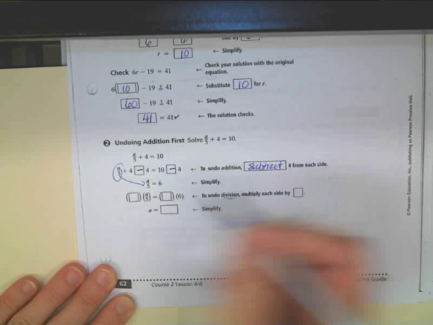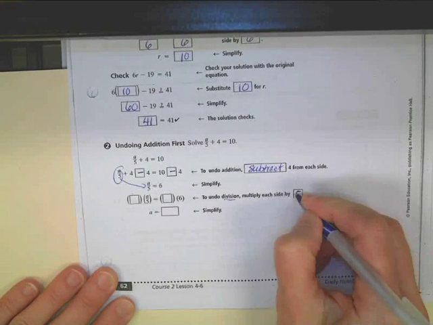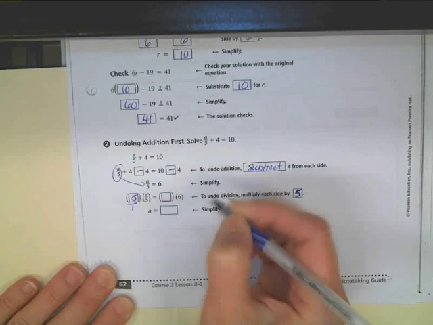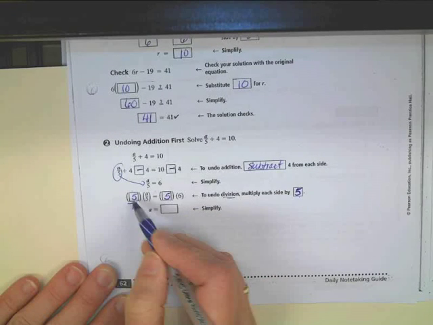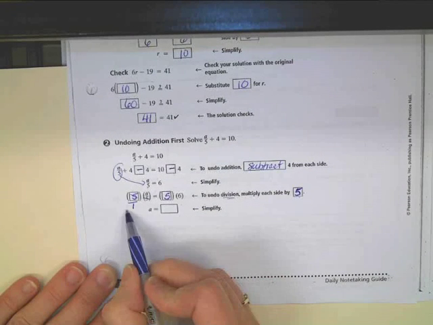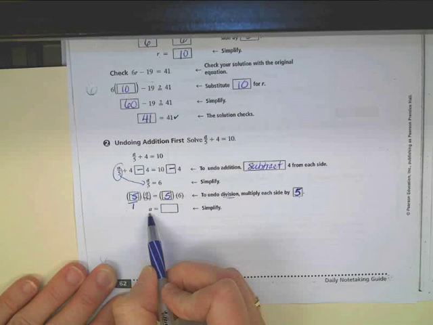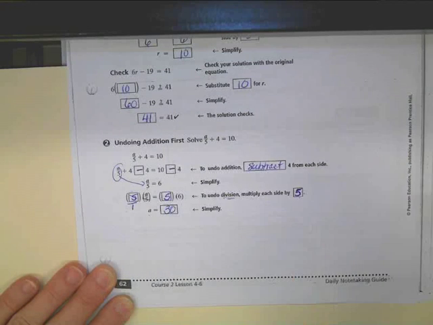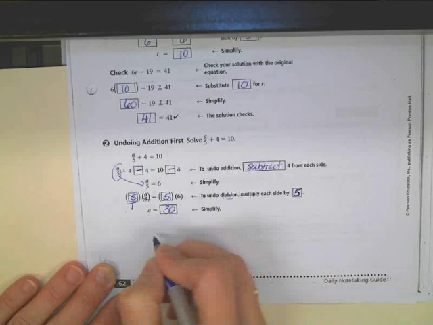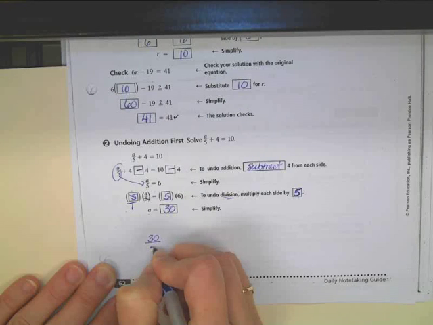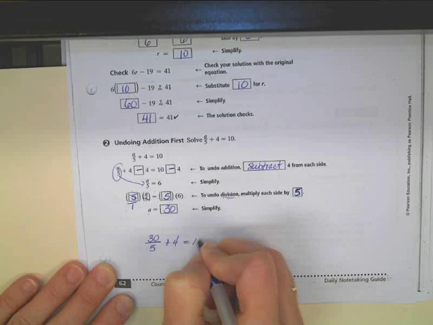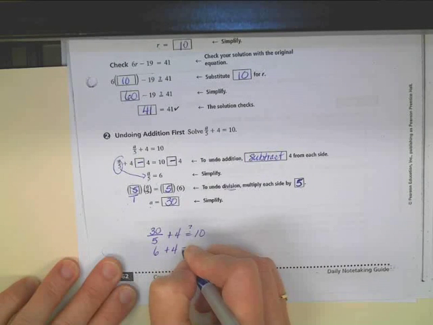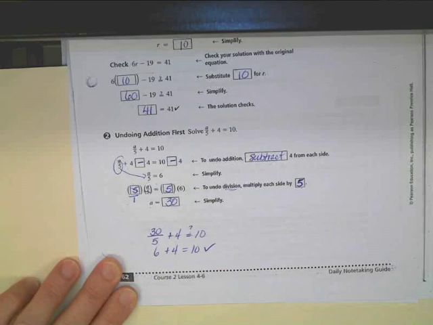To undo division, each side's being divided by 5, so to undo that, we're going to multiply each side by 5. If you want to write that 5 over 1, you can. You don't have to. The 5s will cross cancel, and you're left with a over 1, which simplifies to a. 5 times 6 is 30. Okay, again, you could do a check. It didn't ask you to here, but I'll do a quick one. So I'm going to substitute in 30 divided by 5 plus 4 should give me 10. 30 divided by 5 is 6 plus 4 equals 10. It checks.